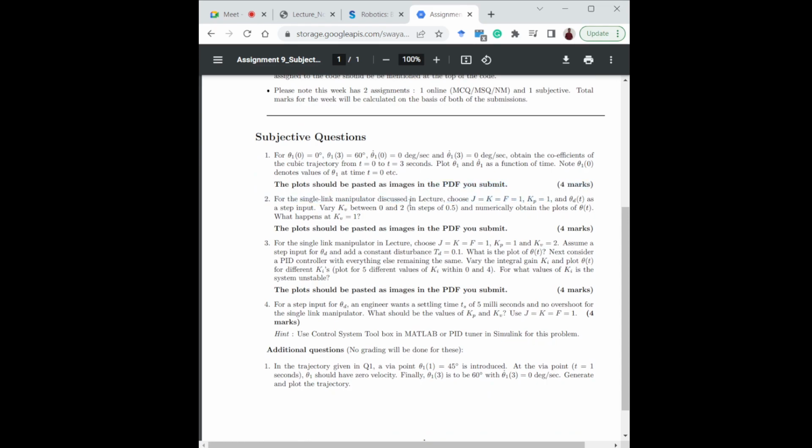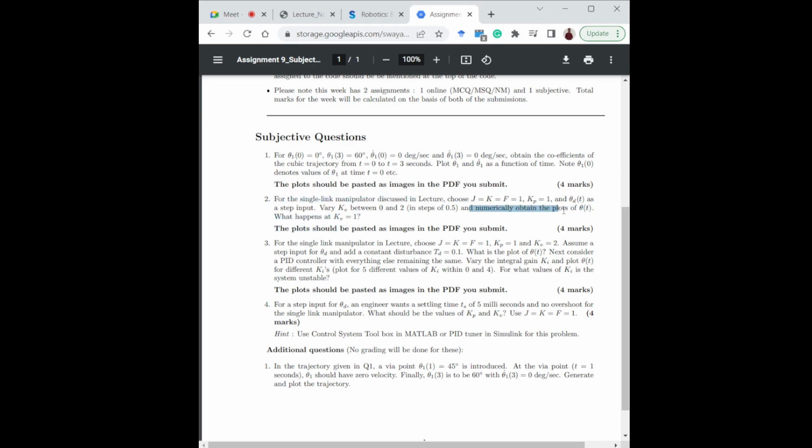And then again, this single link manipulator connected to a DC motor. You have to vary Kp between 0 to 2 in steps of 0.5. So basically you have to test this for 5 different values: Kv equal to 0, 0.5, 1, 1.5 and 2. And just obtain the plots for theta using the equation of motion.